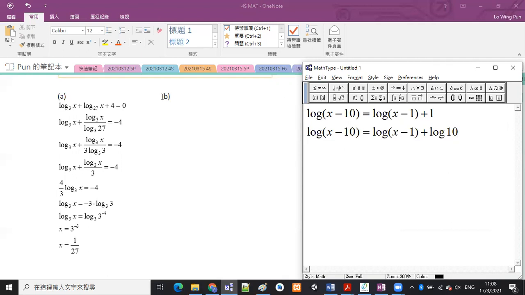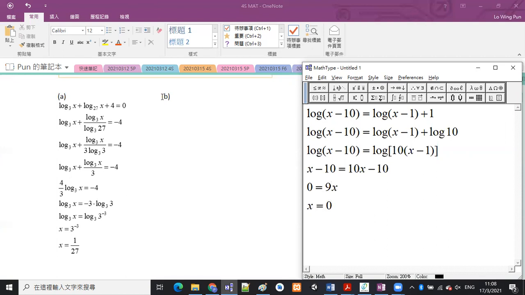And the right hand side, we have 2 logs adding together. So we may merge them to be one single log. So log x minus 10 is equal to log 10 times x minus 1. Okay, multiplying them together. And now both sides are inside one single log, so we may delete the log. So x minus 10 is equal to 10x minus 10. Okay, and then so we move the 10 to the left and x to the right. So 0 is equal to 9x. So x is equal to 0.